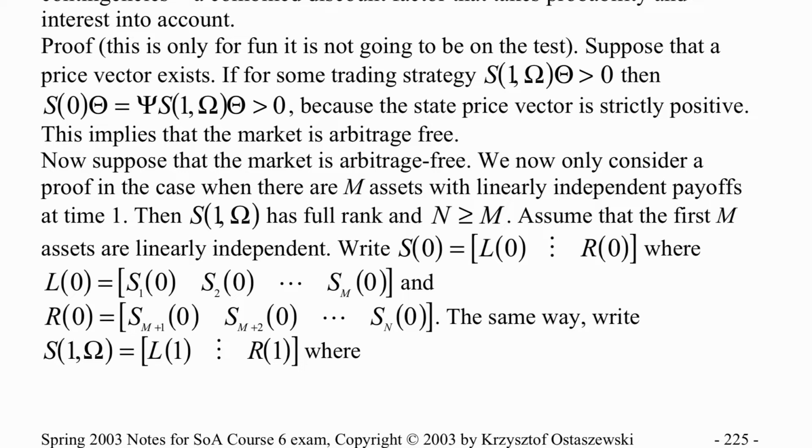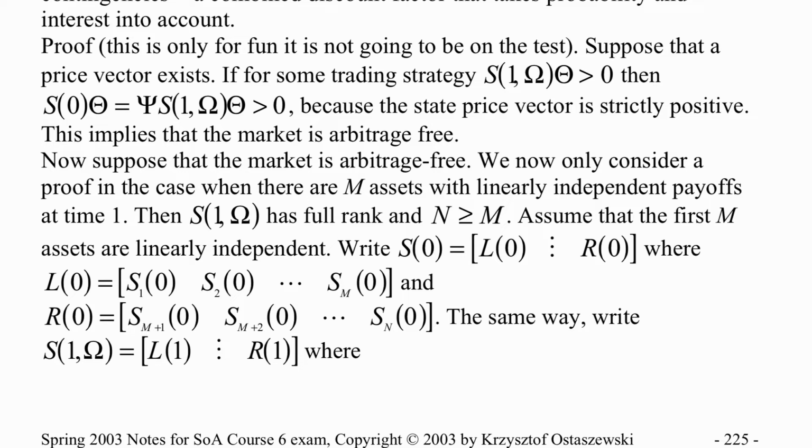Now suppose that the market is arbitrage-free. We now only consider a proof in the case when there are m assets with linearly independent payoffs at time 1. If there aren't, the market is incomplete and you would need to complete it, and we'll actually do an exercise on this. Then S1(omega) has full rank and n is greater than or equal to m. Assume that the first m assets are linearly independent.